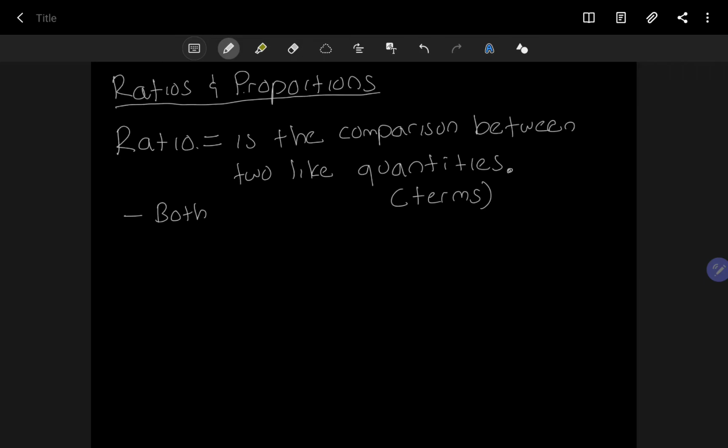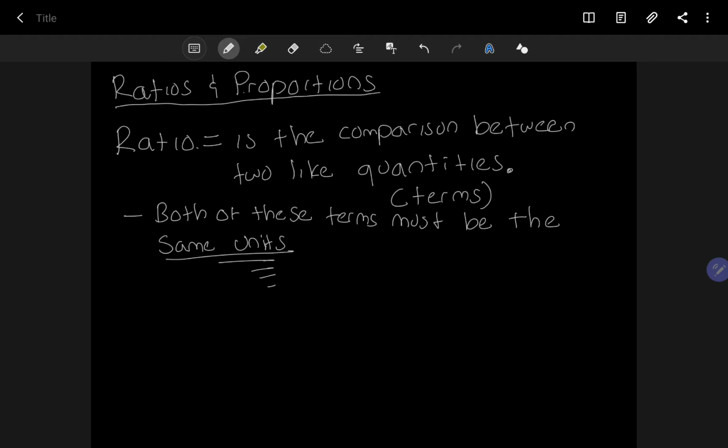So both of these terms must be the same units. So that's very important. They have to be the same units. That means that I can't compare centimeters to inches. They have to be the same exact units.